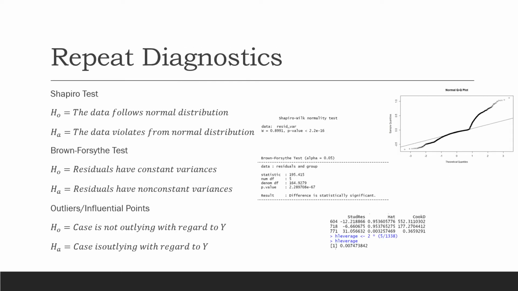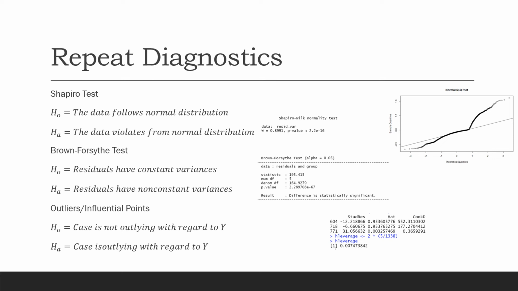After performing remedies, the diagnostics process was repeated to determine if the model was improved. The Shapiro-Wilk normality test provided a p-value of 2.2 times 10 to the negative 16. This means the null hypothesis would be rejected and the data violates the normal distribution. The Brown-Forsythe test once again showed that the difference is statistically significant, meaning the residuals still had non-constant variances.